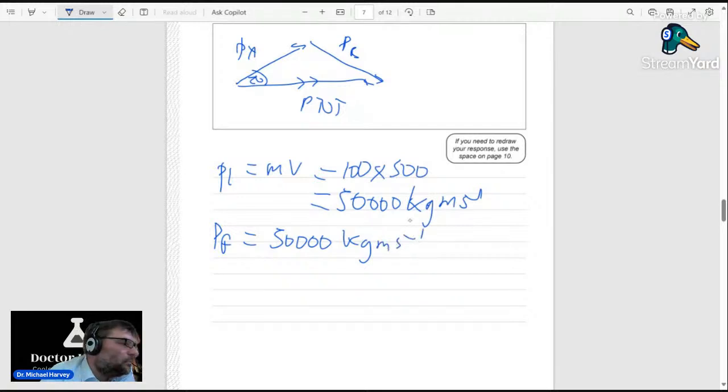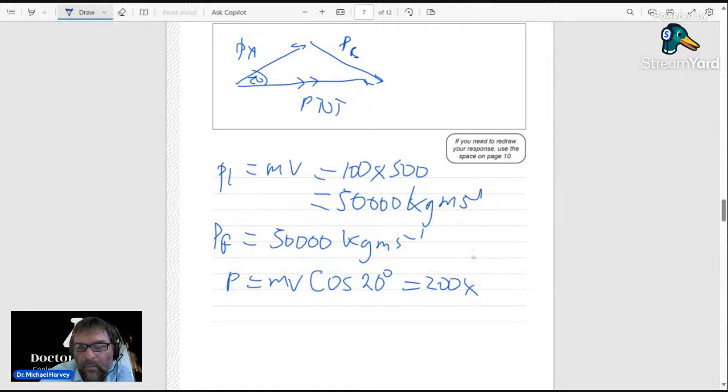Okay. So therefore, momentum will be mv cos 20 degrees for one fragment, which will equal 200 times v cos of 20. Also remember your calculators have to be on degrees, not radians, otherwise you'll get the wrong answer.